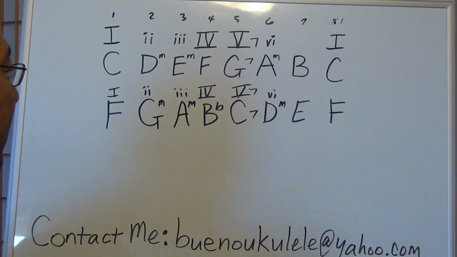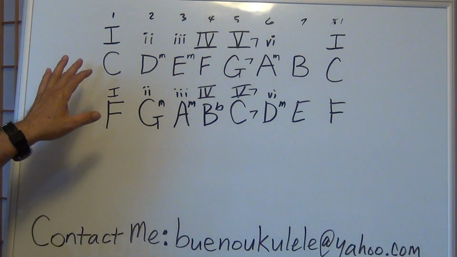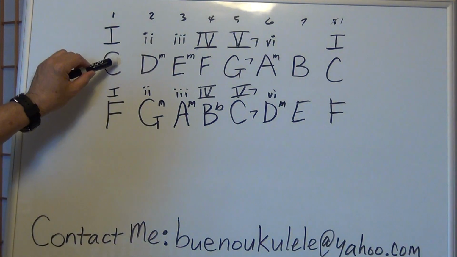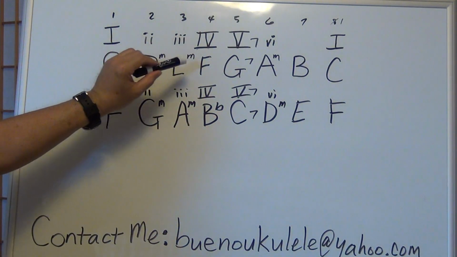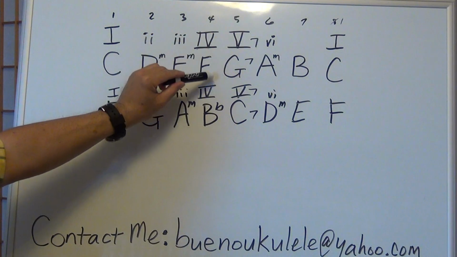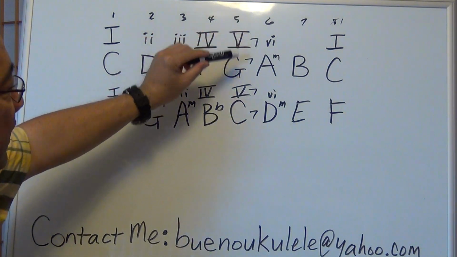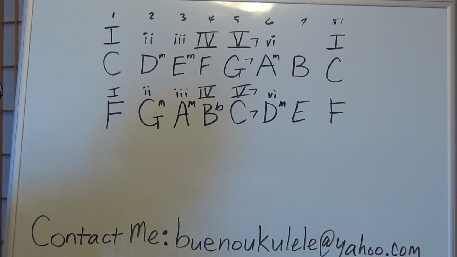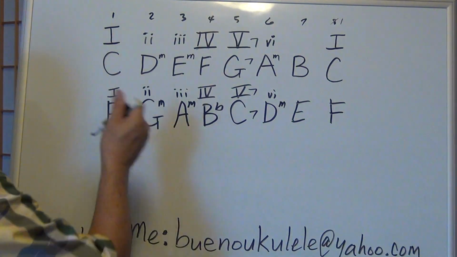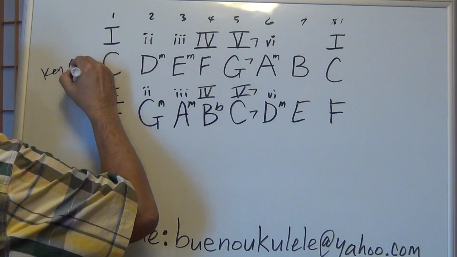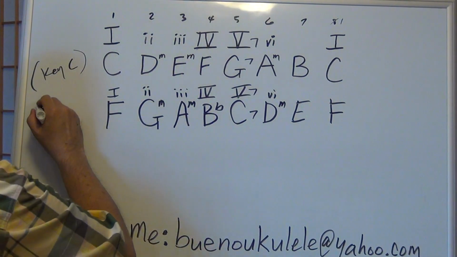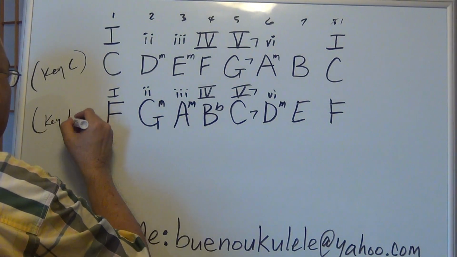So anytime you have a key, like the key of C, these are your chords. You will have a major chord, a minor chord, small, another minor chord, small, Roman number 3. You will have your 4 chord, which is a major chord, major F. And then you have a 5-7 chord, which is a G7. And the number 6 chord is your A minor in the key of C. Okay? Now for your key of F.